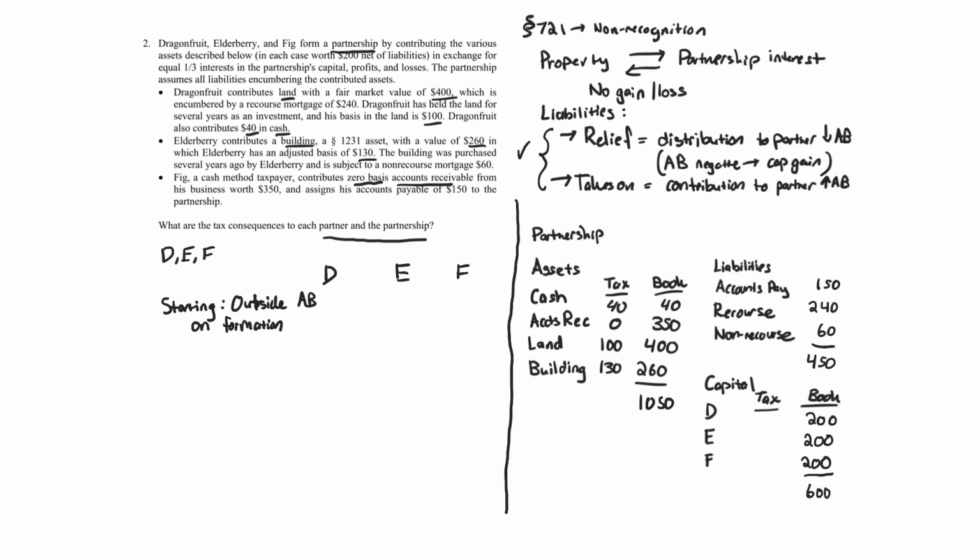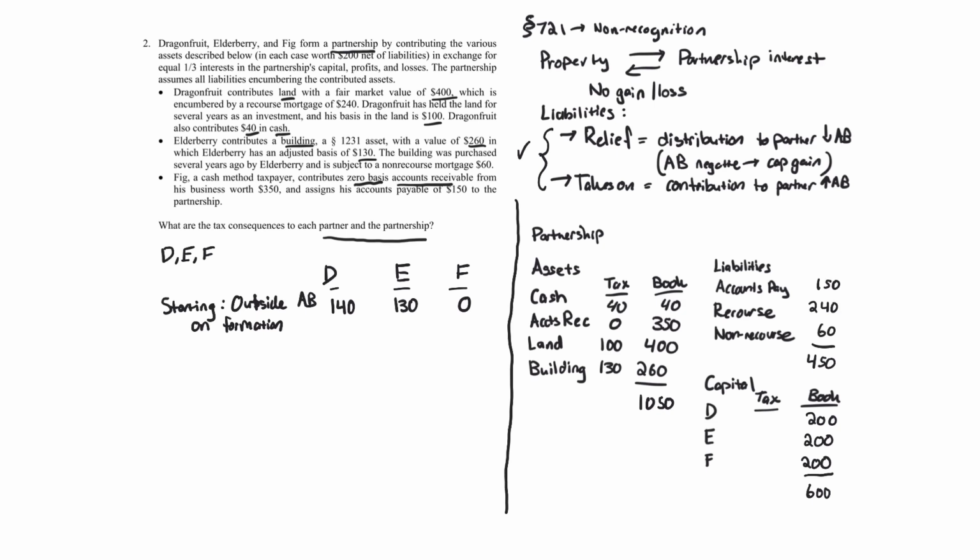So for this, we're going to look at what D contributes. D contributes land and cash. The land has a basis of 100. The cash has a basis of 40. So we add them together to get the outside basis on formation of 140. E contributes a building of a basis of 130. And F contributes two things, both a basis of 0, accounts receivable and accounts payable, both basis of 0. Okay, so we start there.